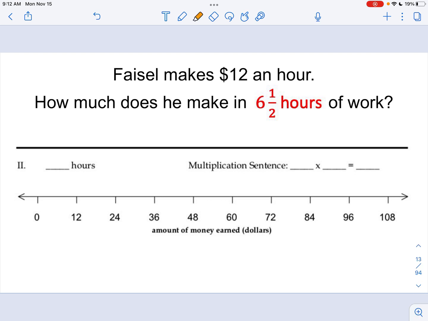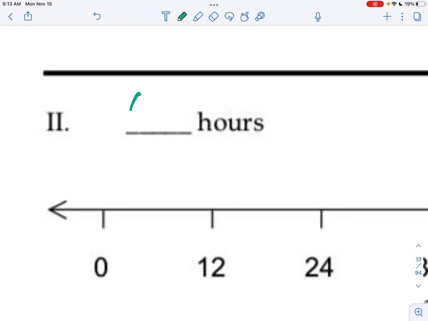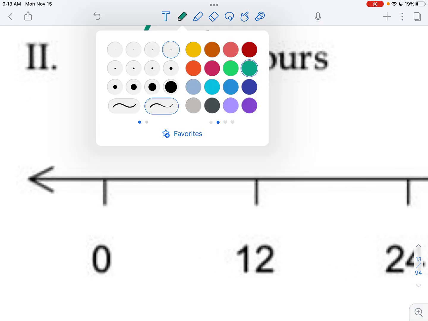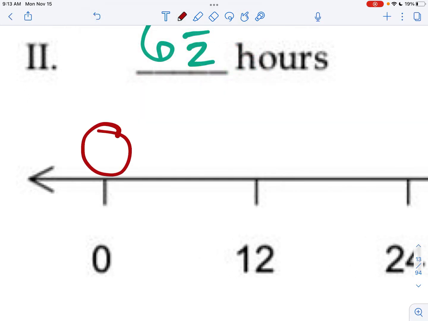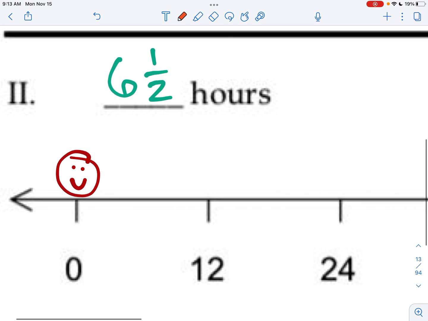Here comes a 6th grade version. What if it's 6.5 hours of work? All right, so down by Roman numeral number 2, I'm going to write 6 1/2. And I'm going to draw Faisal's face. There's Faisal, still happy to be working, right? He's going to work 6 1/2 hours. So I need 6 whole jumps.